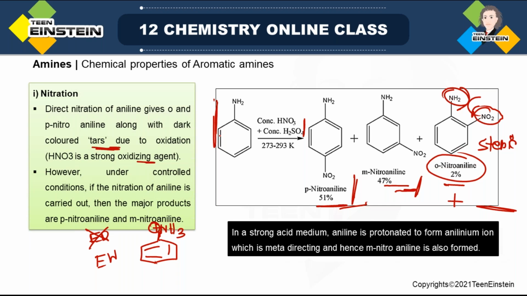That is why you have to do this reaction under controlled conditions. Look, the temperature is very low. It must be controlled, it should not be a high temperature. If you can do it under controlled conditions, then you can get para and meta nitroaniline. But remember, here the yield of ortho-nitroaniline is almost nil. So mainly the products are para and meta nitroaniline.